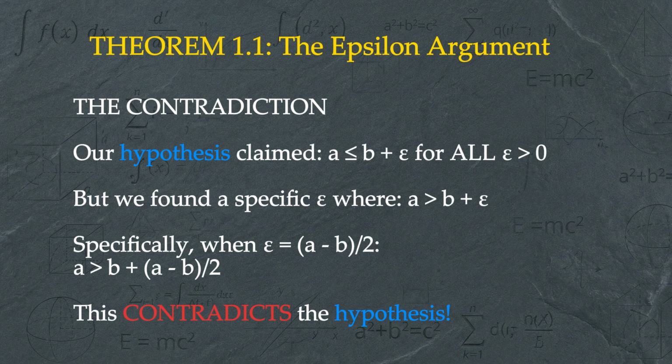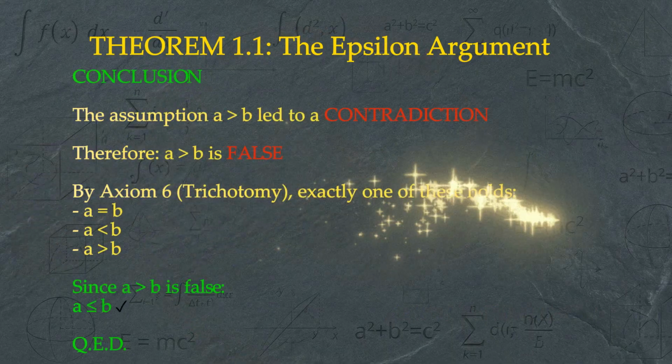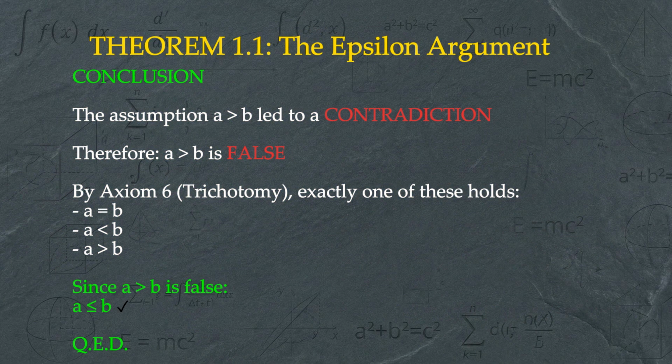Our hypothesis claimed that A is less than or equal to B plus epsilon for all epsilon greater than 0. But we've just found a specific epsilon for which A is strictly greater than B plus epsilon. We found a witness that violates the universal claim. This is a direct contradiction. The assumption that A is greater than B has led us to a logical impossibility. Therefore, this assumption must be false.